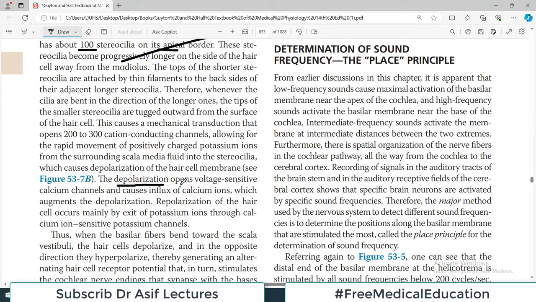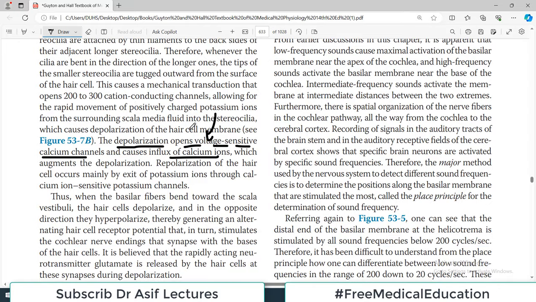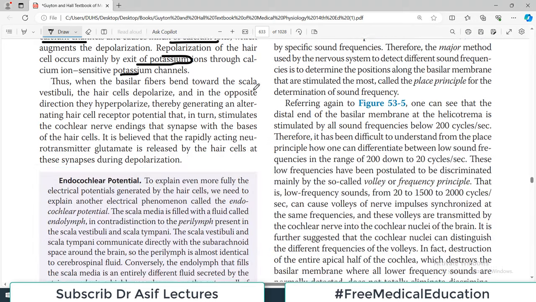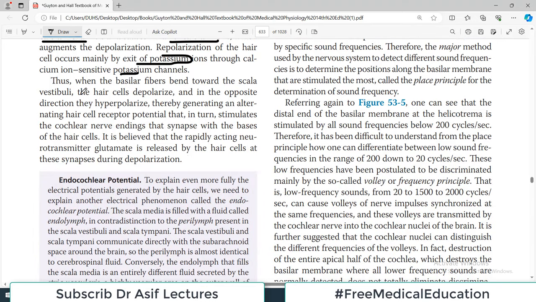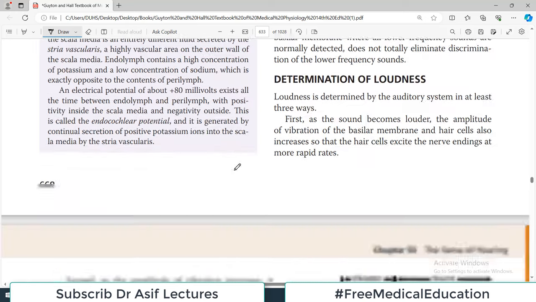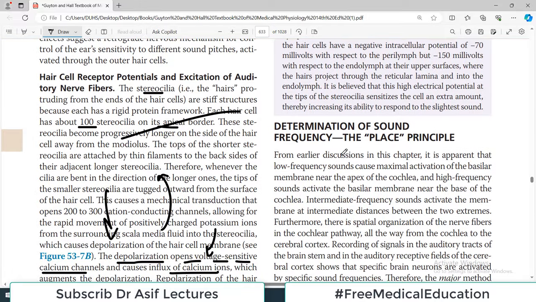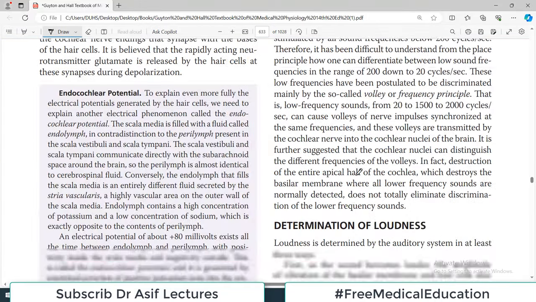Now, depolarization opens up the voltage sensitive calcium channels and causes influx of calcium. That's important. It's easy, right? In every cell there is depolarization happening. Some stimulus, some channel opens, some ion enters inside. Repolarization of the hair cells occurs mainly by exit of potassium through the calcium ion sensitive potassium channel. So calcium in, depolarization, potassium out, repolarization. Thus, when the basilar fibers bend towards the scala vestibuli, hair cells depolarize, and in the opposite direction they hyperpolarize. Okay, that's easy stuff. Now, determination of the sound frequency, the place principle, not important.